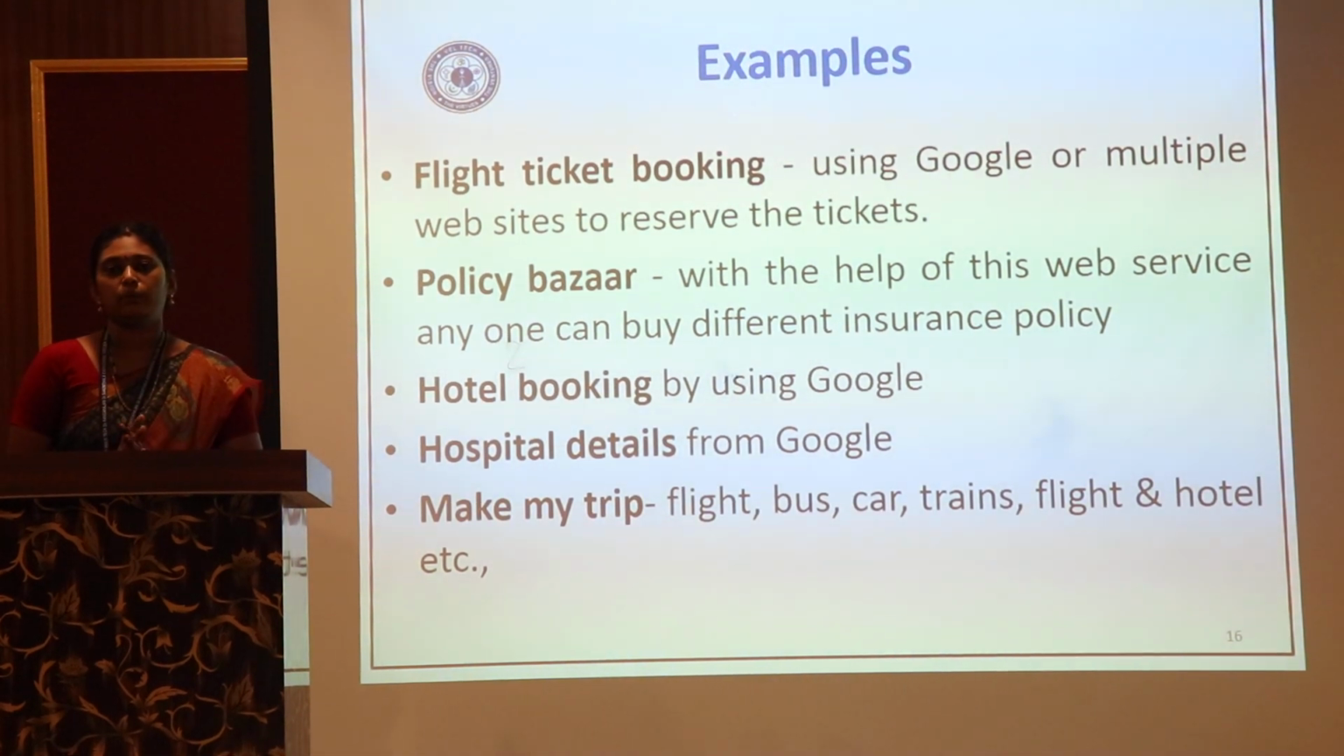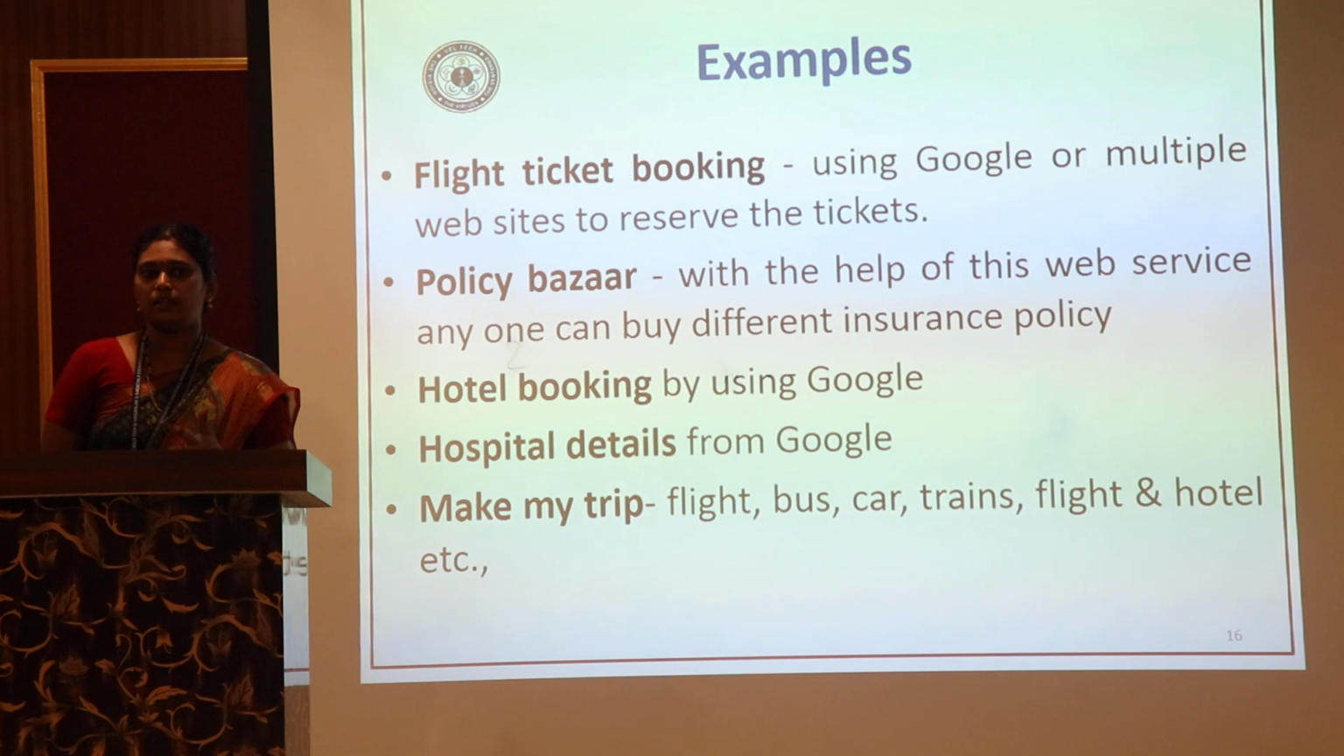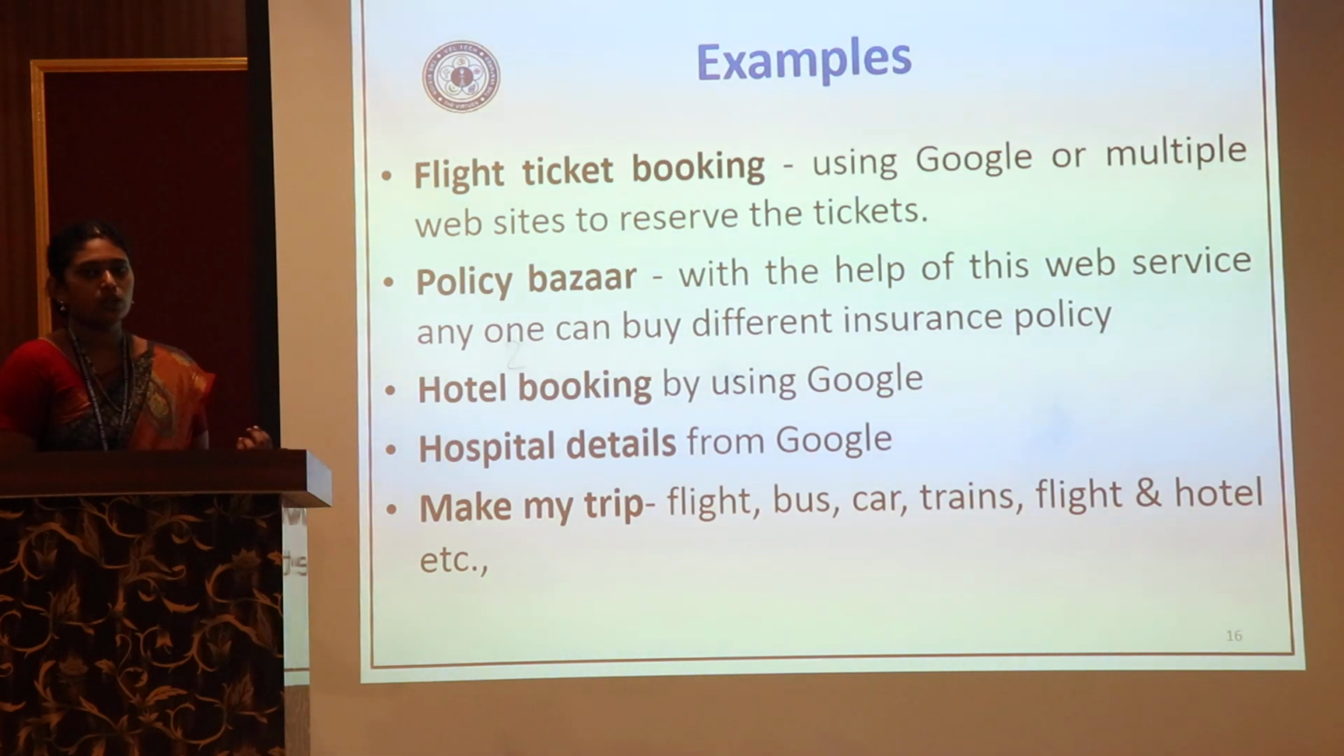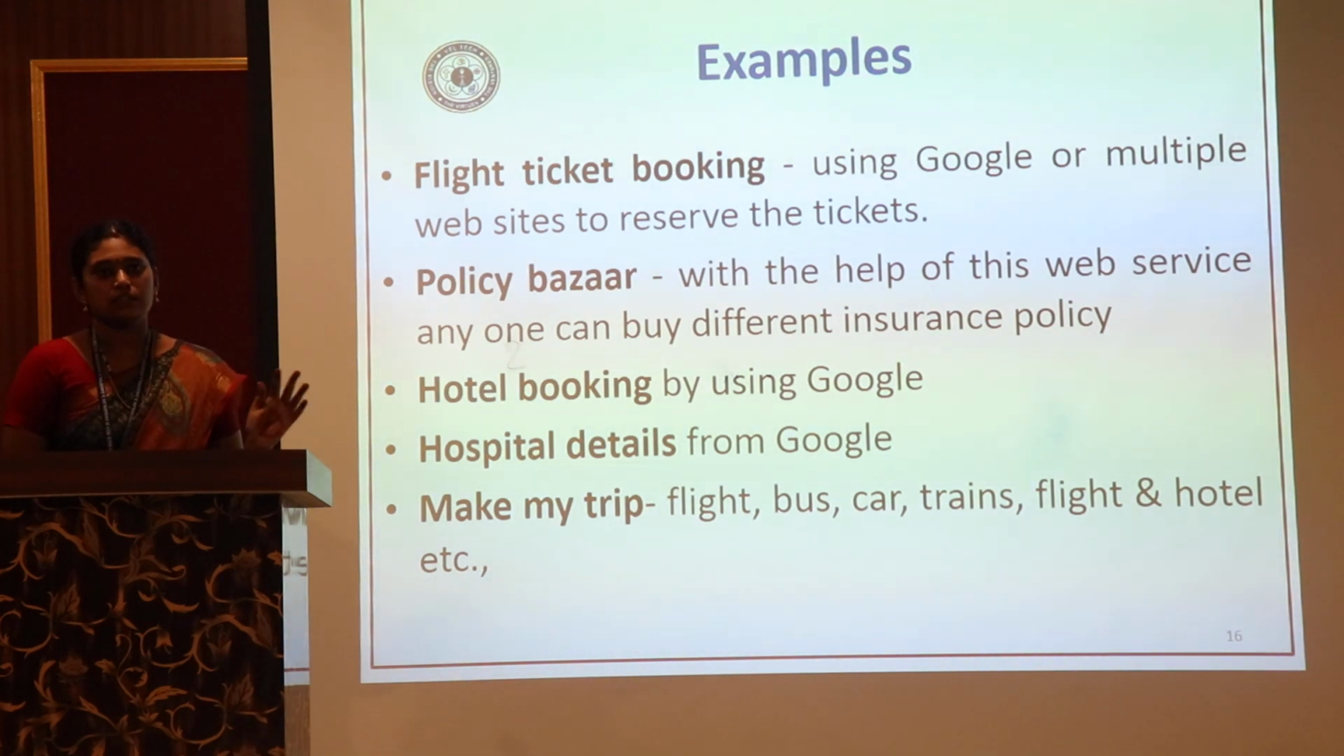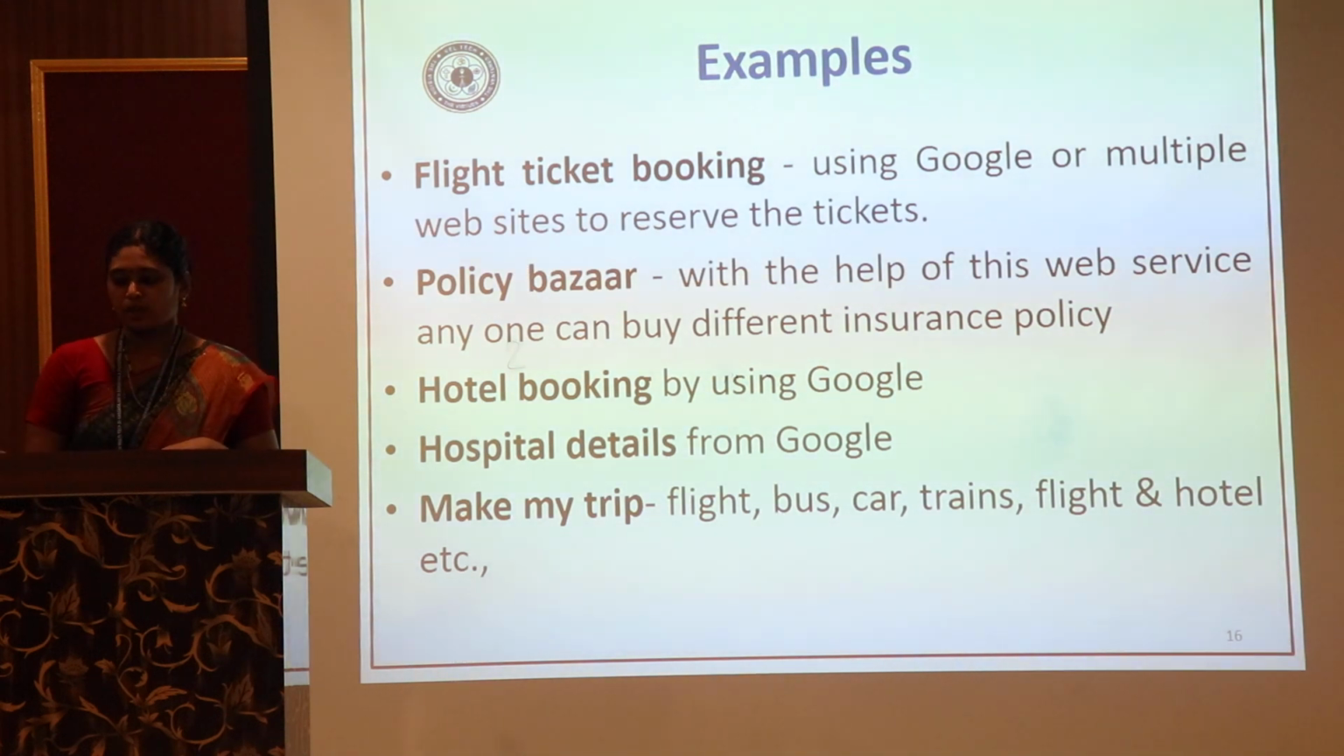Then the last one is MakeMyTrip. Here we go to the MakeMyTrip website. Now we can get all the details, like bus booking and train booking, or else flight booking. Then where we go, and where we stay, and then we can book the flight and return ticket also. So on the particular website, all the services are available. So this is the best example of service-oriented architecture.